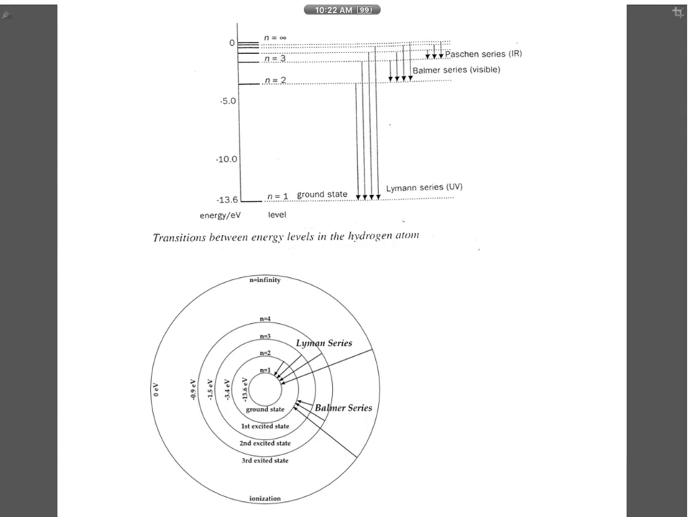So this is another illustration. If it falls from a higher level to n equals 1, that is Lyman. From a higher level to n equals 2, then you will get the Balmer series. And if the electrons fall from a higher level to n equals 3, then you will get the Paschen series, but it is not shown in this diagram.